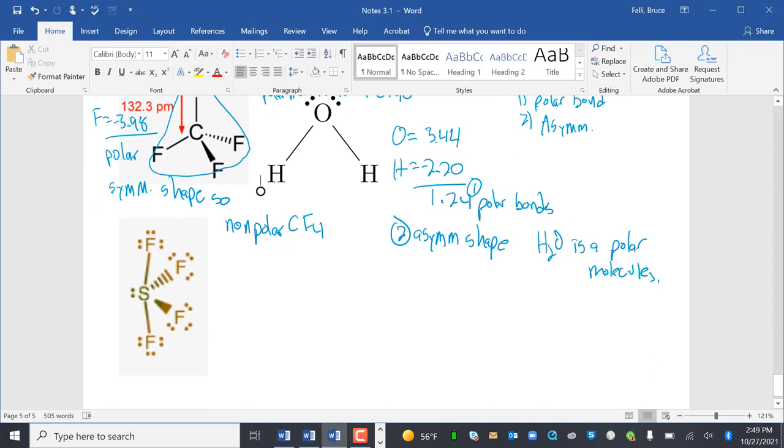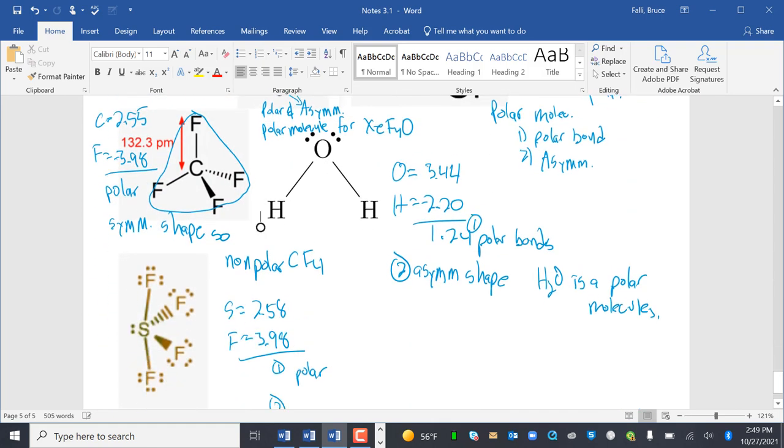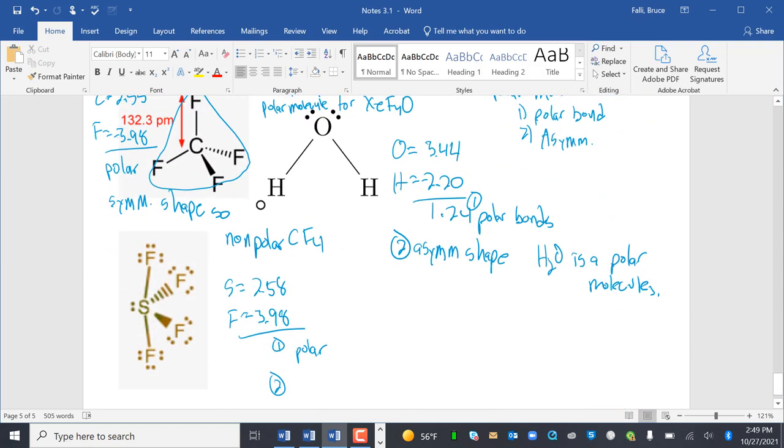All right, next one, SF6. S is, the periodic table tells me, 2.58. F is 3.98. And if you haven't noticed, remember, this is an absolute value thing, right? So this is going to be polar because it's more than 0.41, okay? So I have polar bonds. That's number one. And number two, let's see if it's asymmetrical. It's asymmetrical if it has a different outer atom. They're all Fs. It's asymmetrical if it has pairs of electrons on the center. Remember, it's only the central atom. So it is asymmetrical because the central atom has lone pairs.